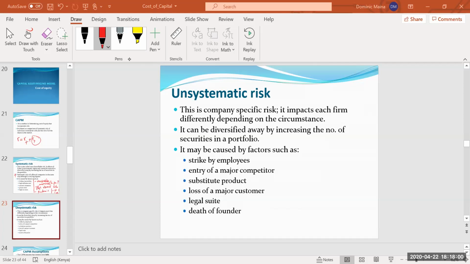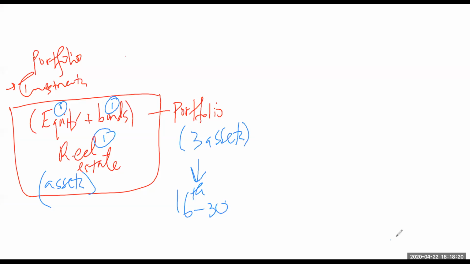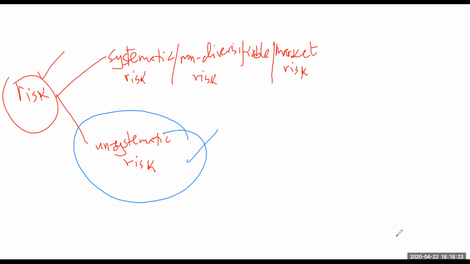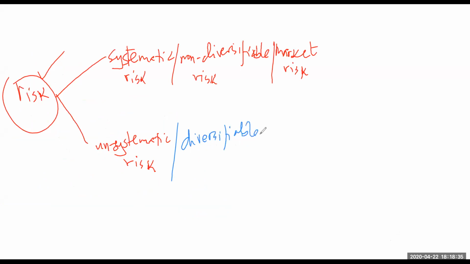So you can do away with that risk simply by how you construct your portfolio, how you make your investment. And that's on the unsystematic risk. Since they are diversifiable, I will go back to my board. Since they're diversifiable, it is possible for us to do away with them. So they can also be referred to as the diversifiable risk.